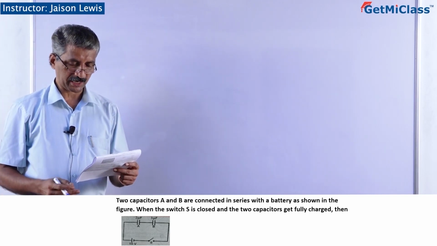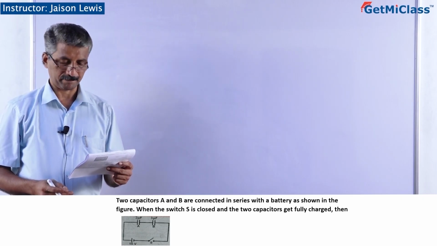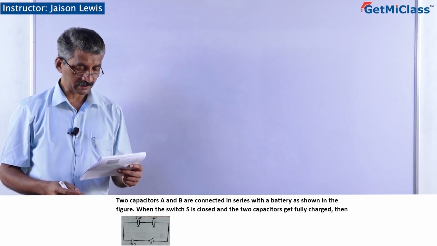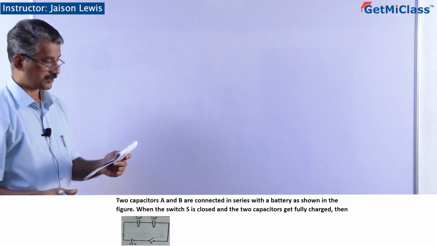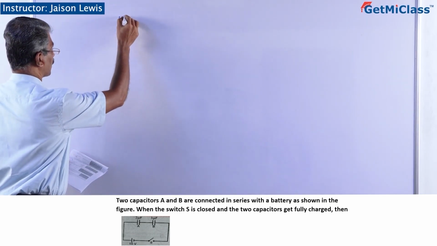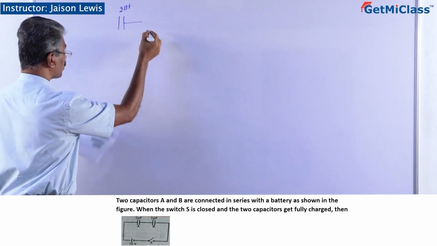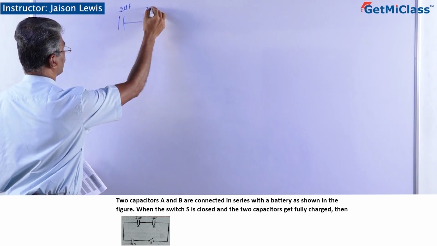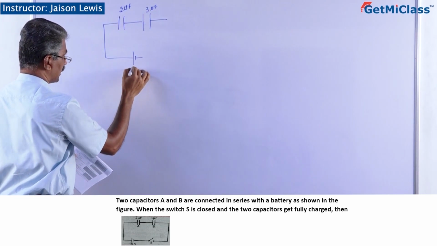Two capacitors A and B are connected in series with a battery as shown in the figure. When the switch S is closed and the two capacitors get fully charged, then... So there are two capacitors which are in series. One is a 2 microfarad and the other is a 3 microfarad, and they are connected to a potential of 10 volt.